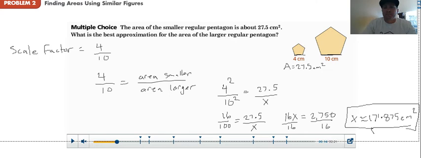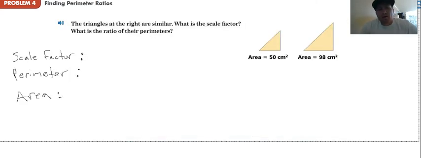Alright, and our last problem that we have right here says the triangles to the right are similar. So what is the scale factor? Well, what is the ratio of their perimeters? And we are given area. So I wrote down these 3 things. We want to find scale factor, perimeter, and it gave us the area that we have right here. So I just have to remember, if I'm trying to find the scale factor, that's going to be A over B. My perimeter is going to be the same thing, A over B, when I'm finding that scale factor for perimeter. But area is going to be A squared over B squared.